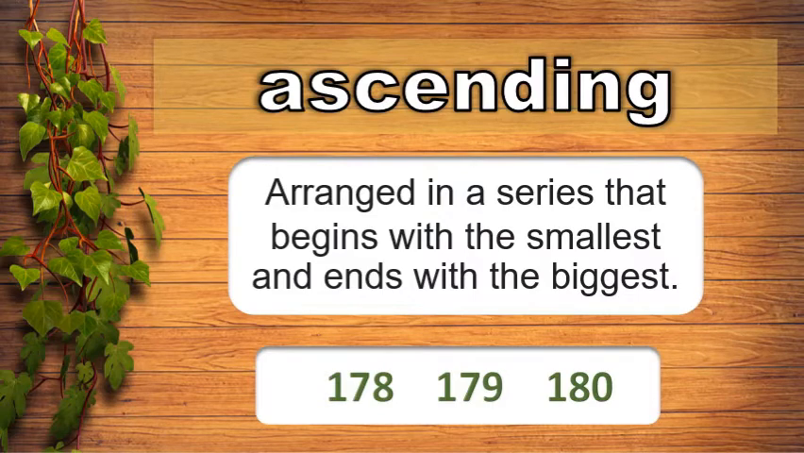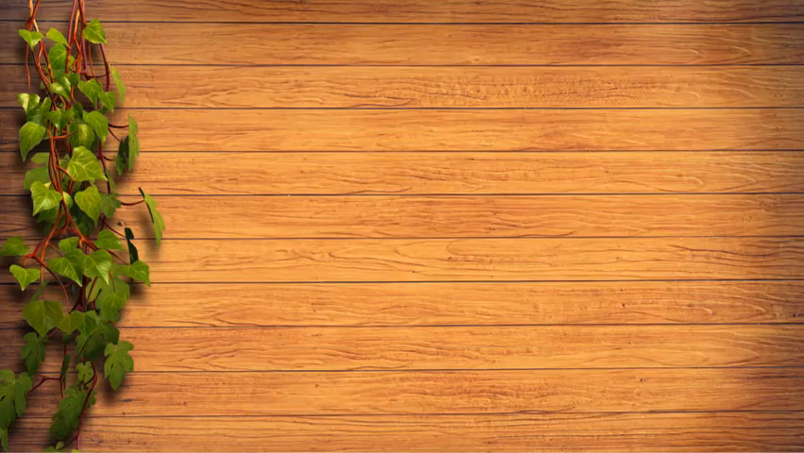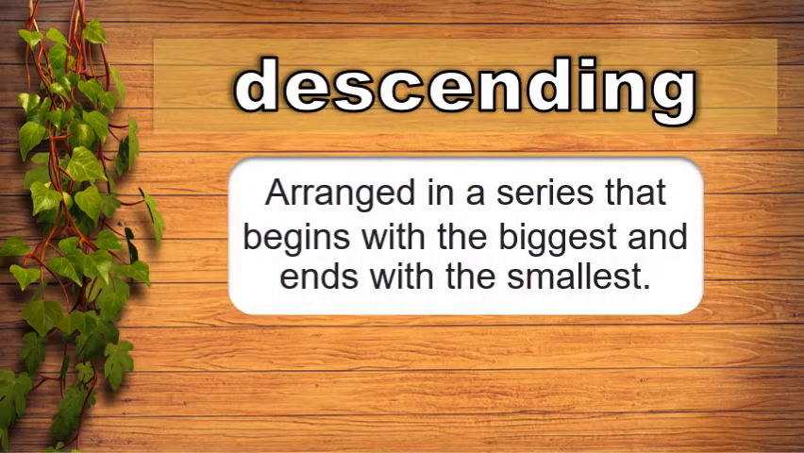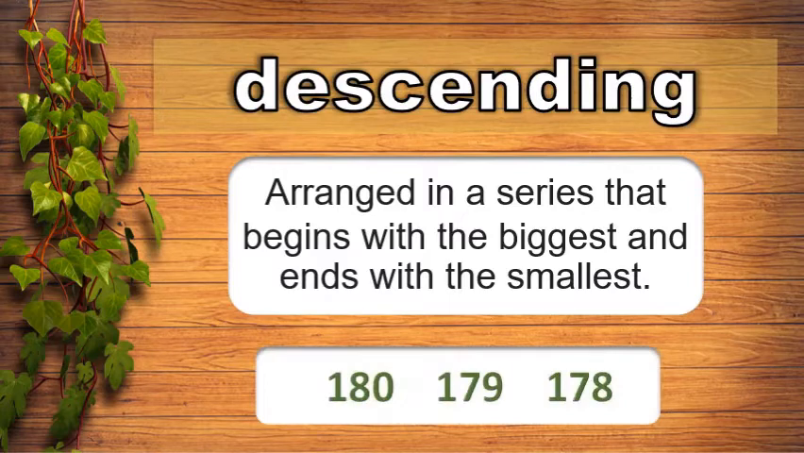178, 179, and 180. So we started from the smallest, which is 178, and ends with the biggest, which is 180. Descending. This is arranged in a series that begins with the biggest and ends with the smallest. So it's the other way around. So for example, we start from 180, 179, and 178.